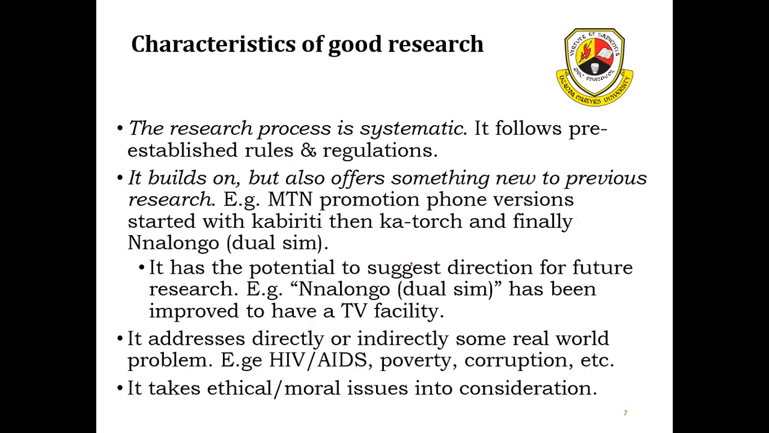So, characteristics of a good research. Number one, it's a process and it is systematic. Research has predefined rules and regulations, and that's one of the purposes of doing this research, to understand what those rules and regulations are. You should have identified a research problem. That is one. You should have clearly articulated what your objective is. That is two. You should have identified an appropriate research method. That is three. Okay?